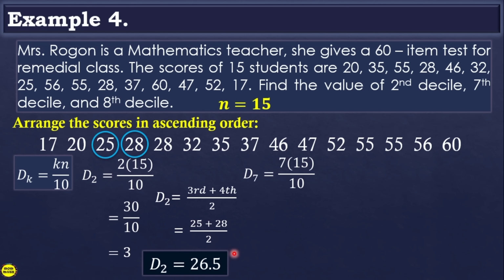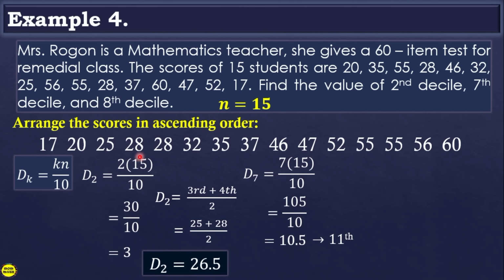Next. So, the seventh decile, we just replace k with 7. 7 times 15 divided by 10. So, 7 times 15 is 105. 105 divide 10, the answer is 10.5. So, what we computed is not a whole number. So, what we do is round to the next whole number. So, what is the next whole number? 11. So, our 7th decile is the 11th position in the arranged scores.